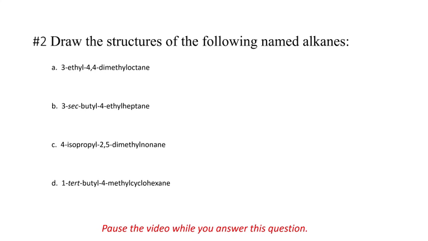Okay, we're back. Here we go. A, 3-ethyl-4,4-dimethyloctane. It's an octane. We need 8 carbons. Here we go. 1, 2, 3, 4, 5, 6, 7, 8. 3-ethyl. 1, 2, 3. 4,4-dimethyl. There. 3-ethyl-4,4-dimethyloctane.